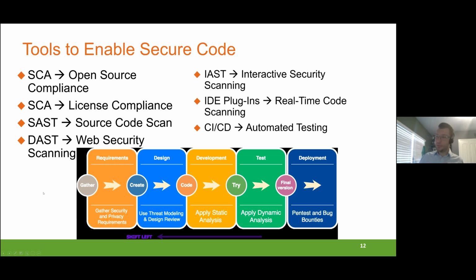And as the graphic shows, dynamic analysis is going to be either in the test phase or in QA, something like that. And then on through deployment. So it's really probably more on the development side of that DevOps graphic for most of these.